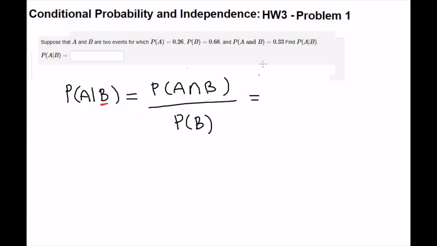Here we were given their intersection explicitly, 0.33, and we were also given the probability of B, 0.68. So for this problem, all you have to do is just to substitute on the definition. So the answer is 0.33 over 0.68.